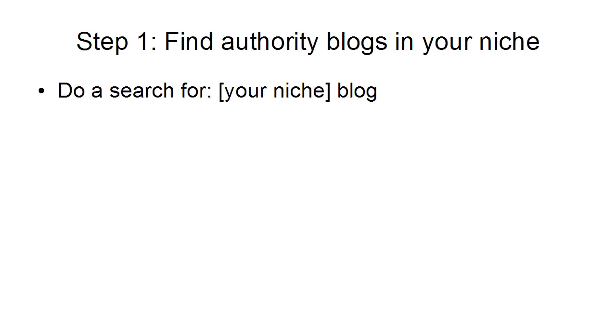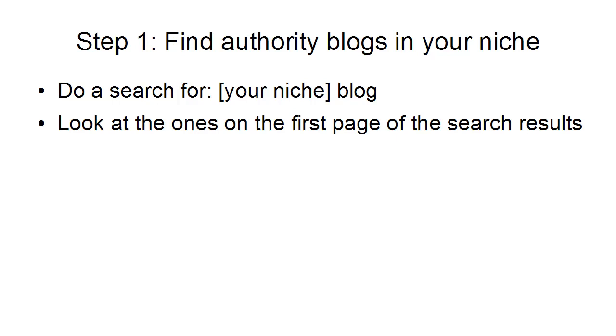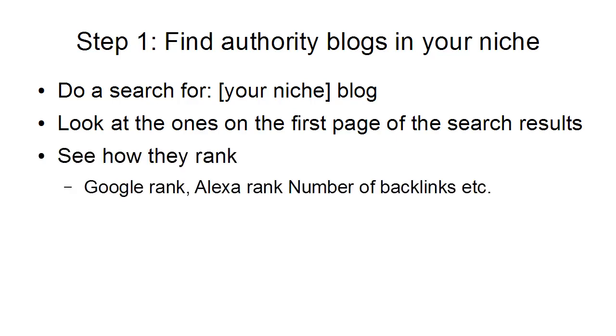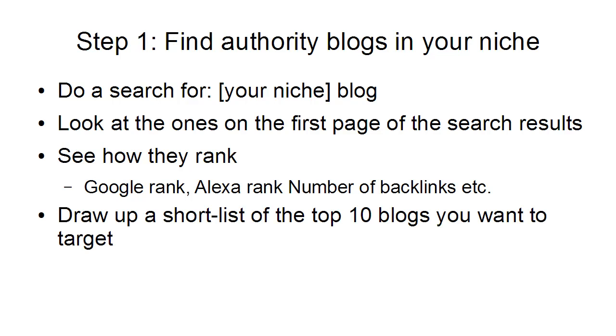Now, how do you guest post effectively? Well, as I said, there are 5 steps to the process. Step number 1 is to find authority blogs in your niche. So you want to do a search in Google or other search engines for your niche and then blog. And you want to look at the ones on the first page of the search results. And you want to see how they rank. You want to look at things like their Google rank, their Alexa rank, the number of backlinks, and so on. And you want to draw up a short list of the top 10 blogs that you want to target, and you want to subscribe to them.